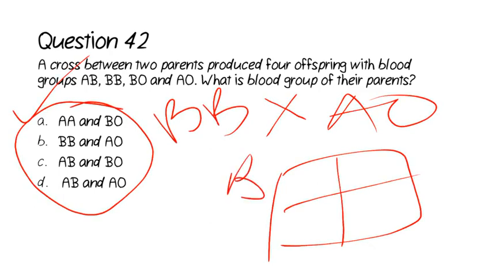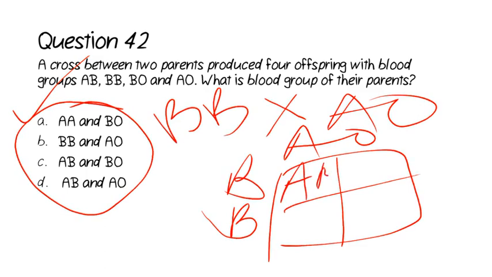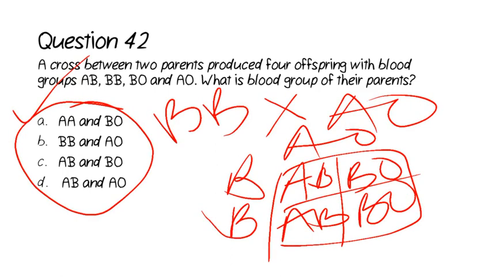Segregate BB into B and B, and segregate AO into A and O. B crossing with A will give us AB. B crossing with O will give us BO. B crossing with A will give us AB. And B crossing with O will give us BO. We have two ABs, and there is only one AB here. Similarly, B will not be a correct option or our answer to this particular question.